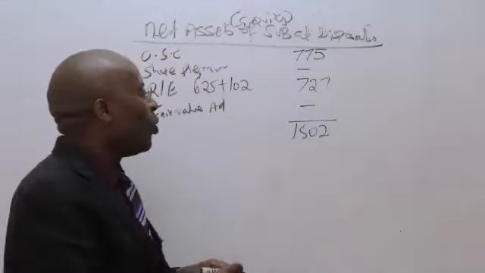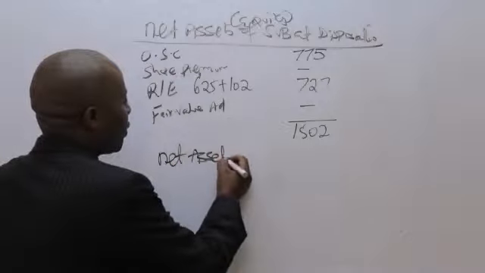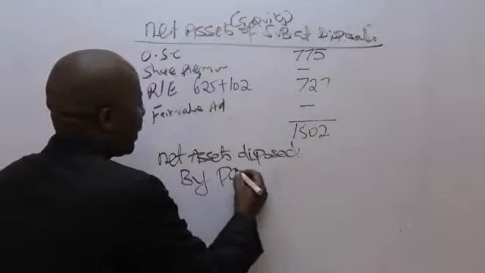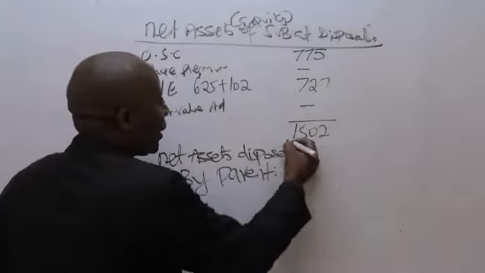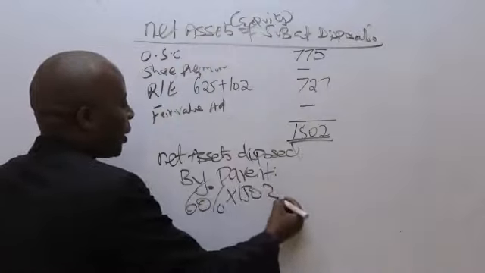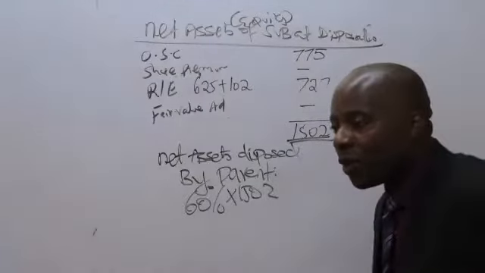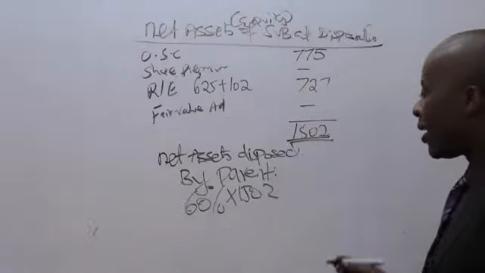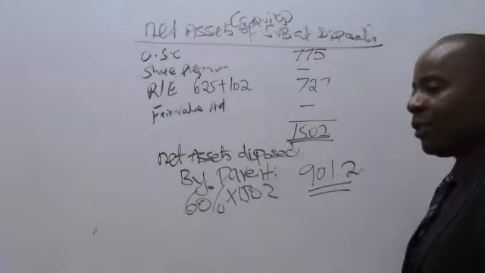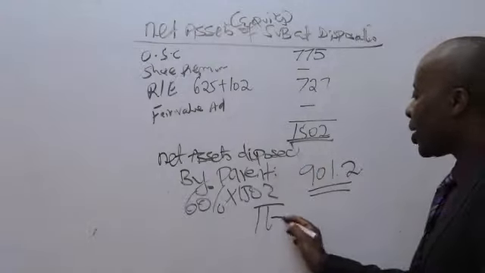So in this case here, come and look at the net assets disposed by the parent. The net assets disposed by the parent, this I can double underline, will be 60% the share, its share, 60% of this 1502. Is anybody able to give me this figure, 60% of 1502? So already they have a figure of 901.2.